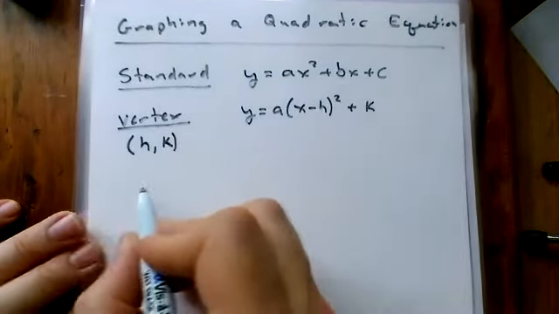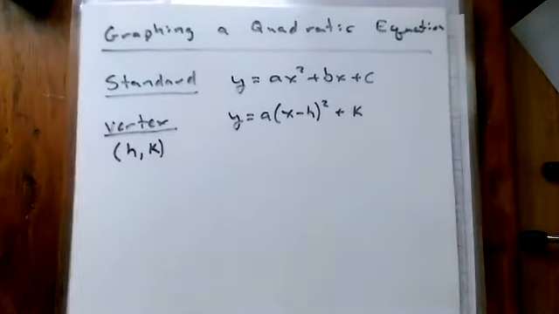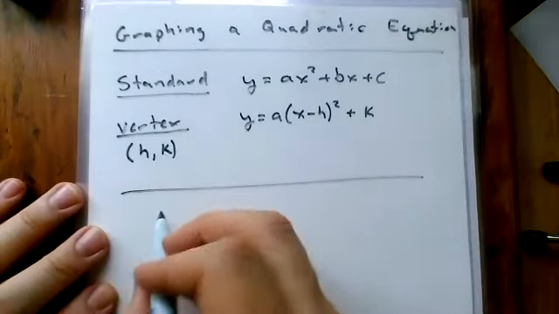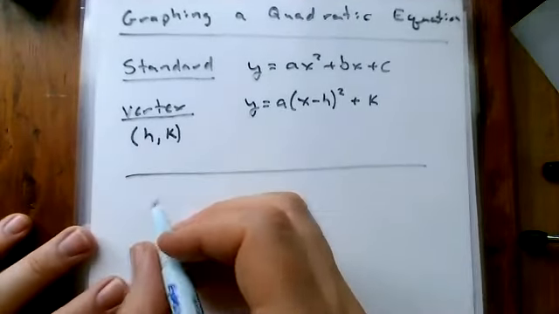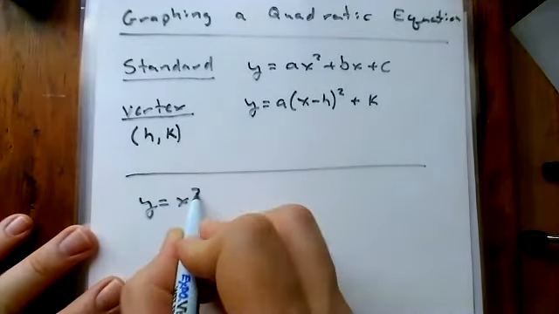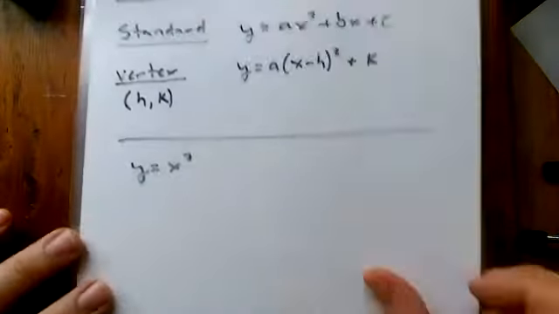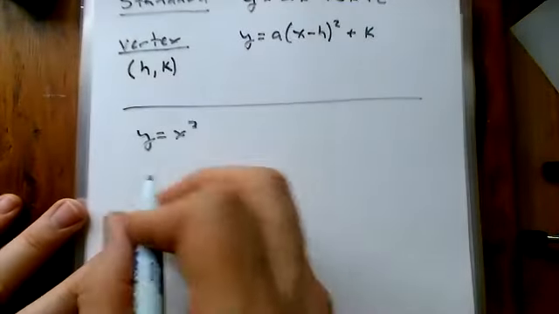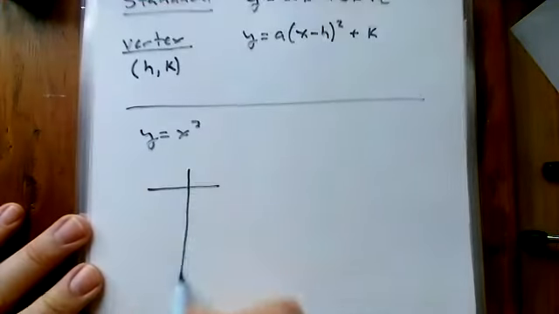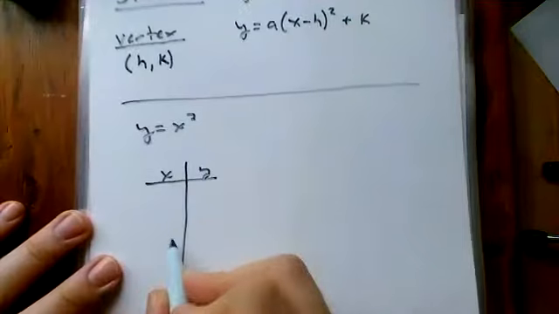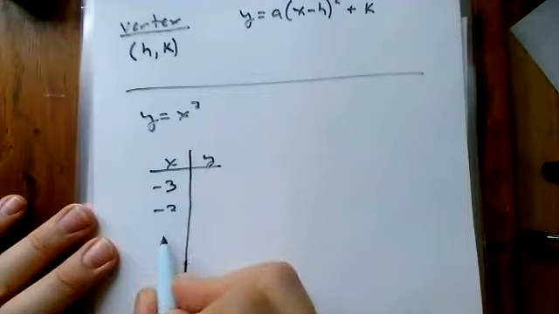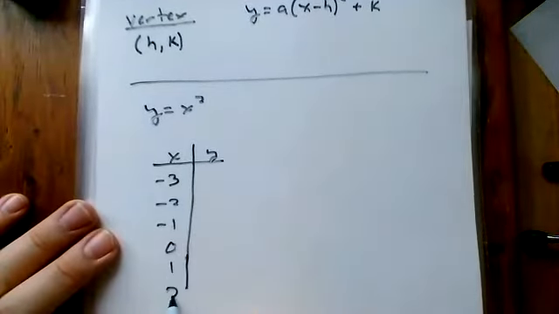So I'm going to start by graphing the easiest quadratic equation there is. So y is equal to x squared. Now, this is the easiest one there is simply because if I were to show the pattern, with my x and my y, I'll do something like -3, -2, -1, 0, 1, 2, and 3.